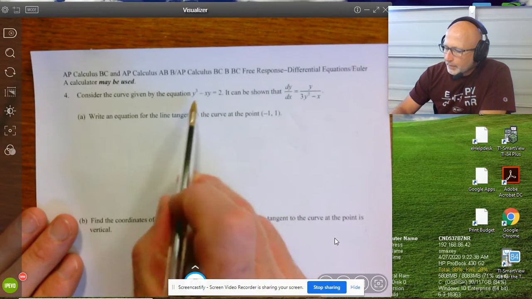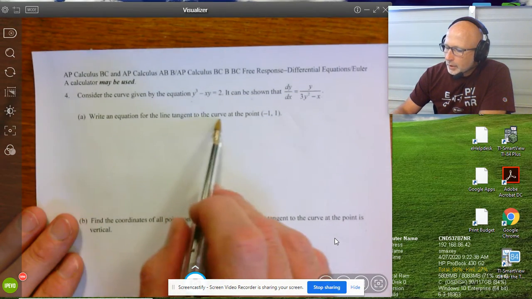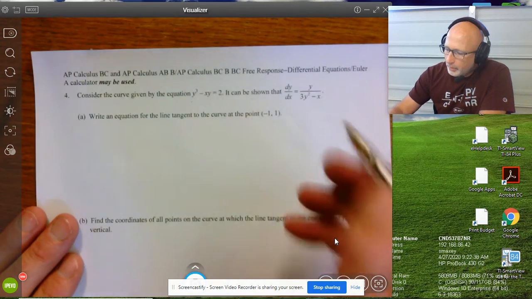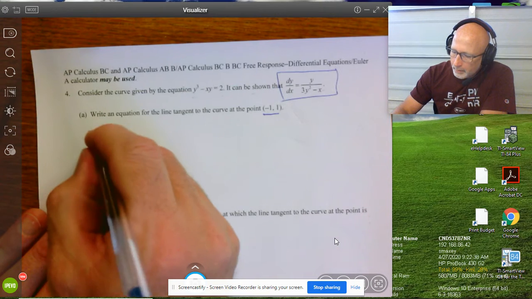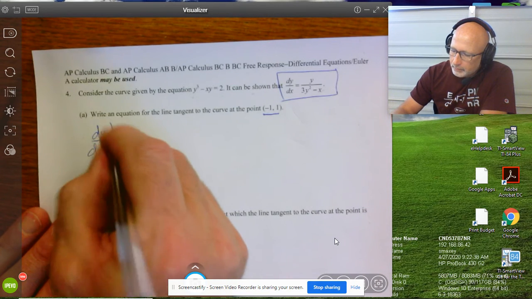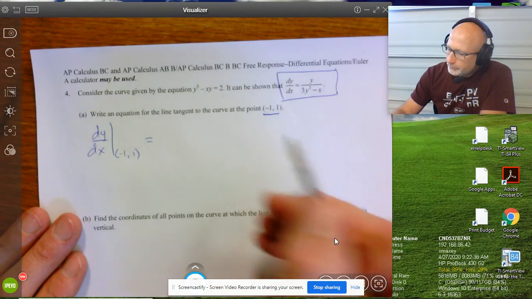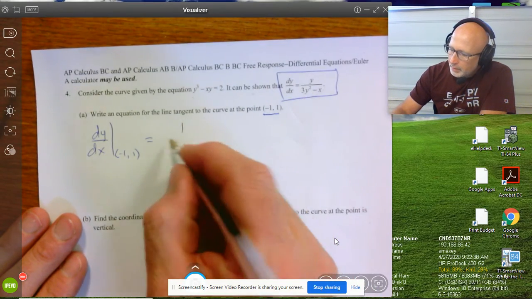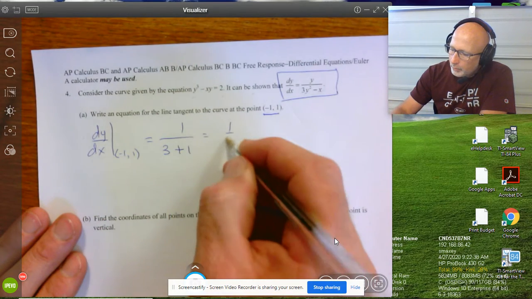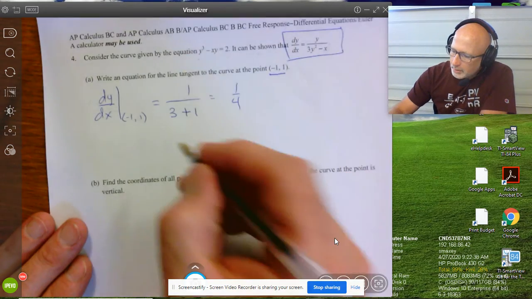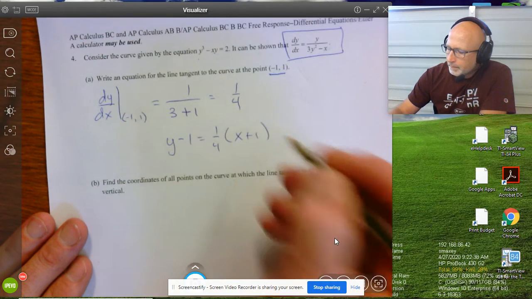Okay, number 4. Consider the curve given by this equation. It can be shown that the derivative is equal to this. Write an equation for the line tangent to the curve at (-1, 1). So I need a point and a slope. Look, there's a point. Here's an equation for the slope. So plug it in. dy/dx evaluated at the point (-1, 1) is equal to, just plug it in here, 1 all over 3 minus a negative 1. So I have 1/4. So that gives me the equation y minus 1 is equal to 1/4 times (x plus 1).